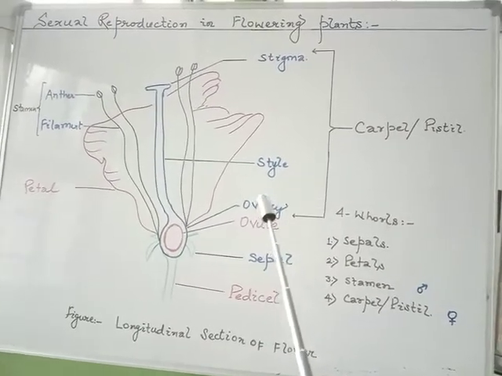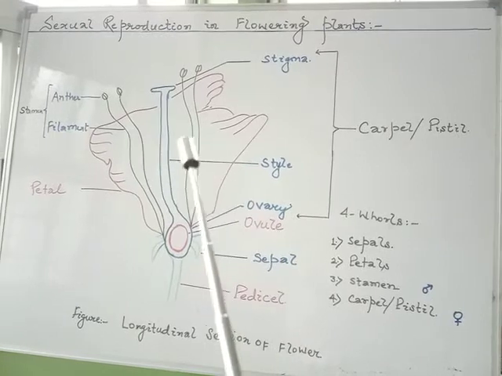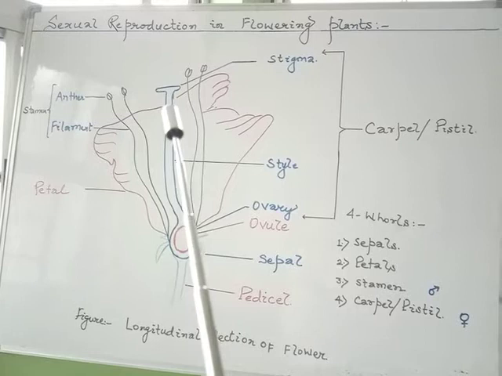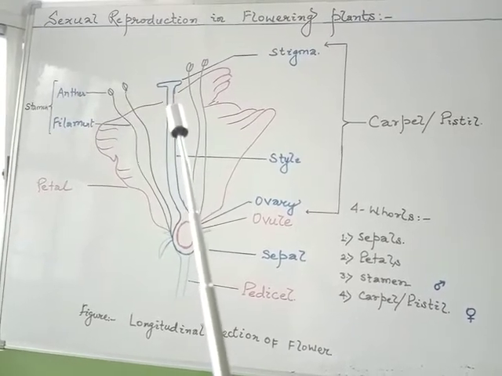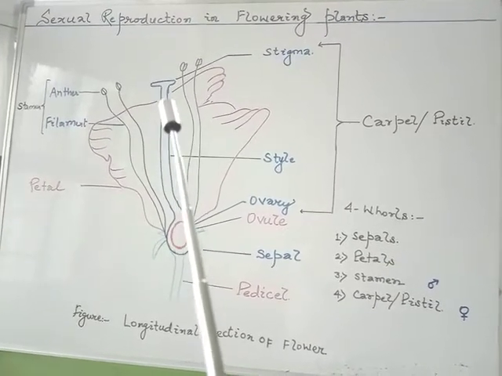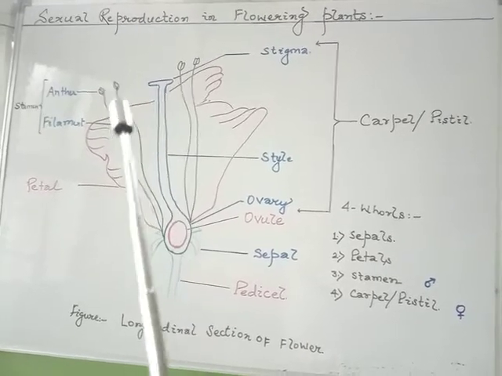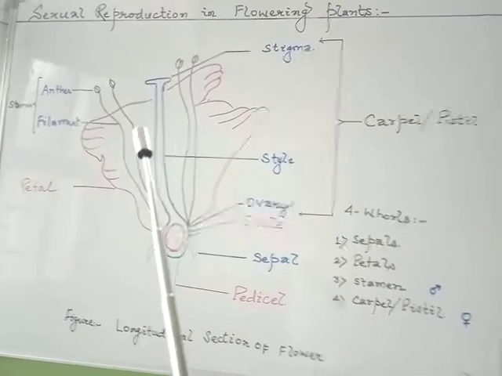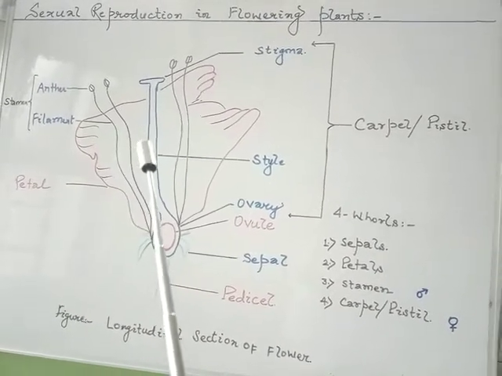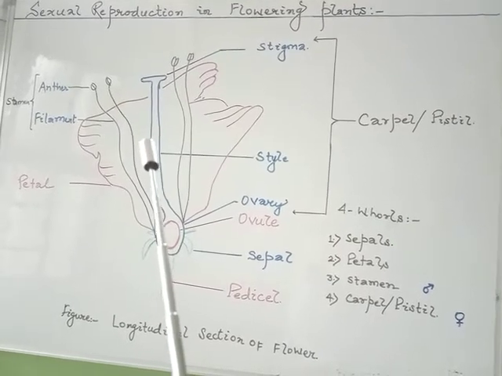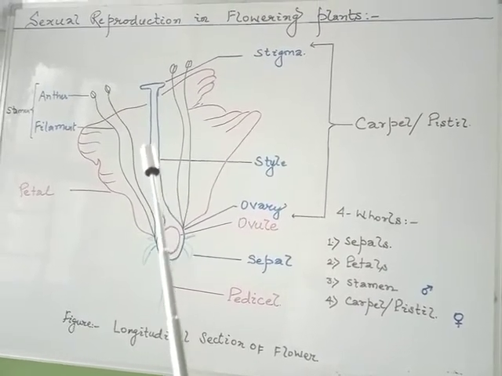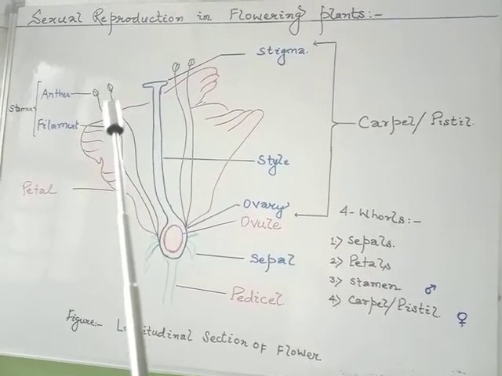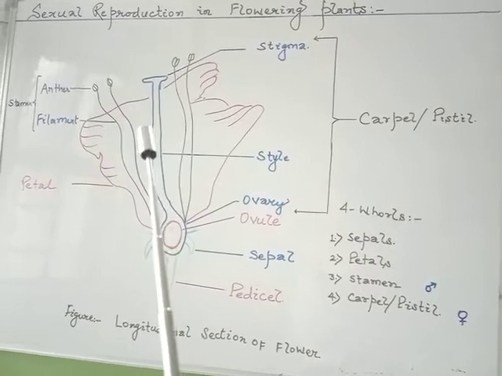So we know the transfer of pollen grains from the anther to the stigma is known as pollination, and pollination may take place through different agents. It may take place with the help of wind, insects, or birds. Many agents in nature may help to transfer the male gamete to the female gamete.